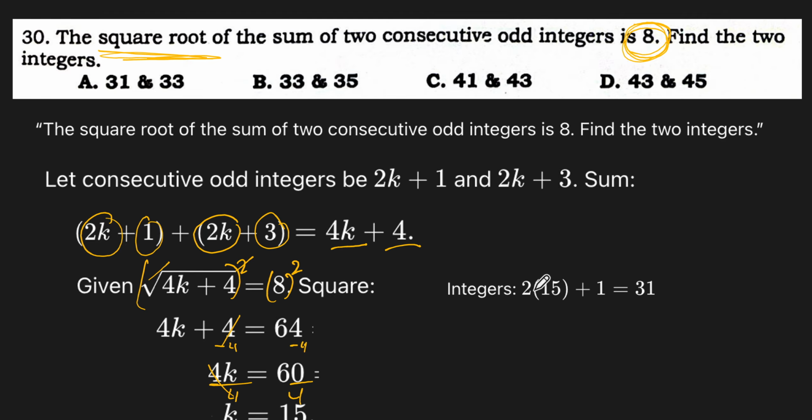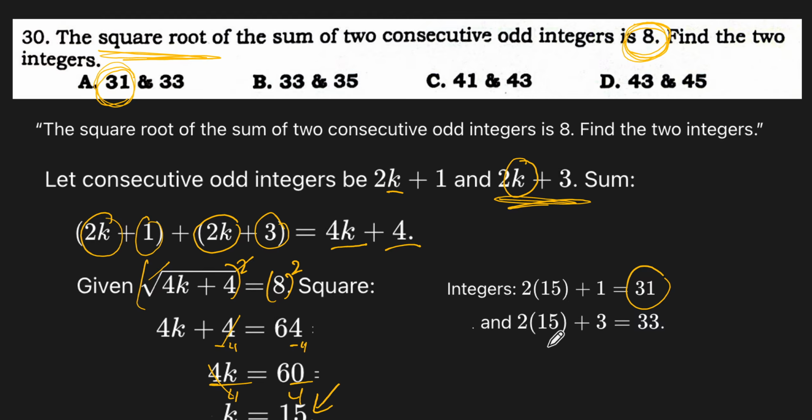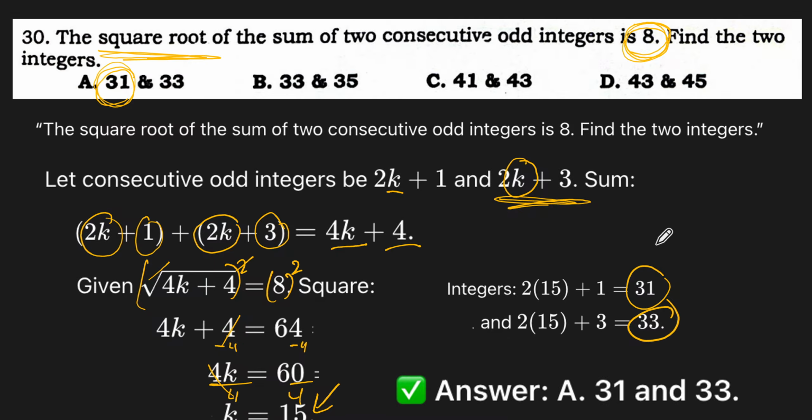And the next one is the integers, substituting 15 for k. 2 times 15 plus 1, 30 plus 1 is 31. So that's the first number. But let's verify the next integer, which should be 33. The next integer is 2 times 15 plus 3. We plug in the k that we found here. 2 times 15 is 30, plus 3 is 33. So the answer would be letter A.